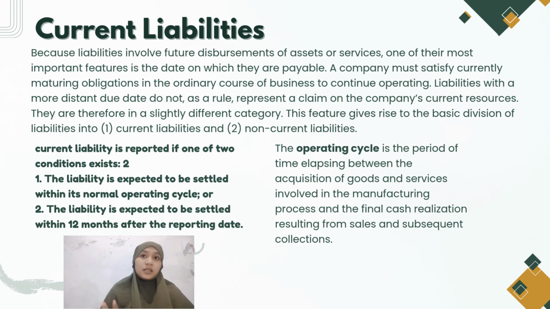This feature gives rise to the basic division of liability into current liabilities and non-current liabilities. A liability is reported as current if one of two conditions exists. The first one is the liability is expected to be settled within its normal operating cycle, and the second one is the liability is expected to be settled within 12 months after the reporting date. The operating cycle is the period of time elapsing between the acquisition of goods and services involved in the manufacturing process and the final cash realizations resulting from sales and subsequent collection.